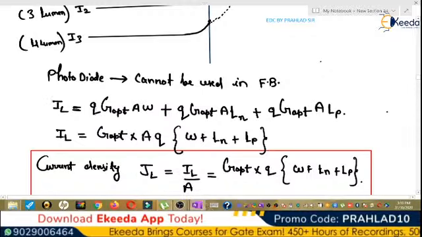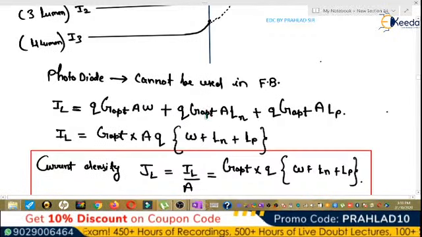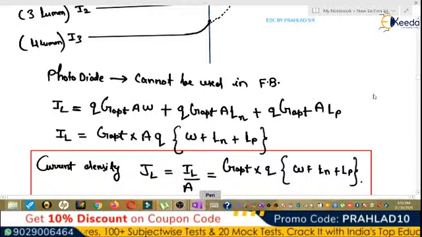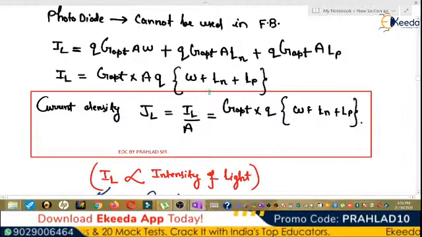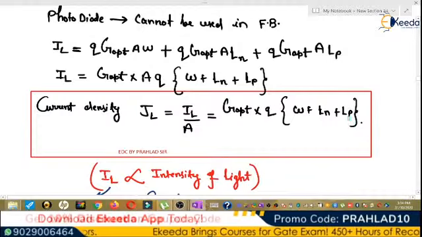So IL is equal to Q into optical generation rate into A into W, plus Q into G optical into A into Ln, where Ln is the diffusion length for electrons, plus Q into G optical into A into Lp, where Lp is the diffusion length for holes. So IL is G opt into A into Q, (W plus Ln plus Lp). So the current density JL is IL by A, which is optical generation rate into Q, (W plus Ln plus Lp).